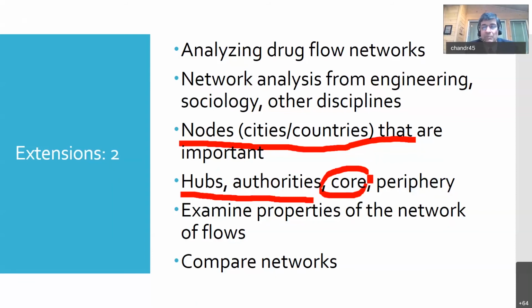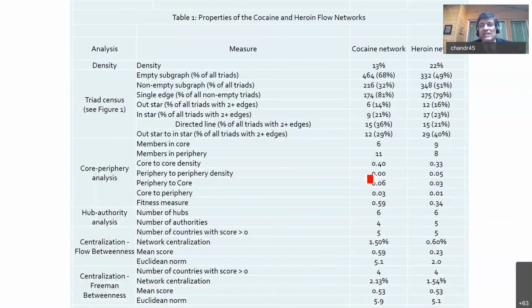So we can examine the properties of the network of flows and we can compare the networks. We're up at 12:40, so I'm actually going to zip through these two slides. I can come back to these. But here is a comparison of the cocaine and heroin flow networks that I showed you earlier for Europe. And we made some very interesting findings. I'll give you just one example because I want to move on to two other extensions of this project.